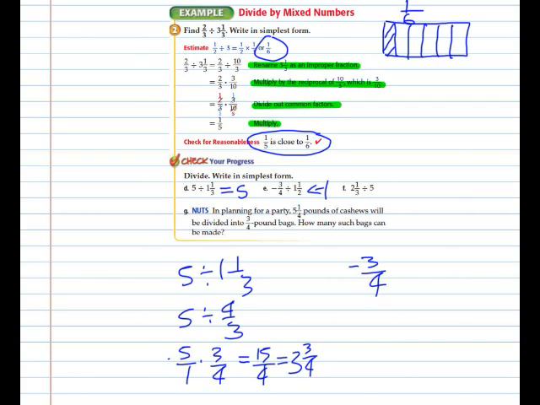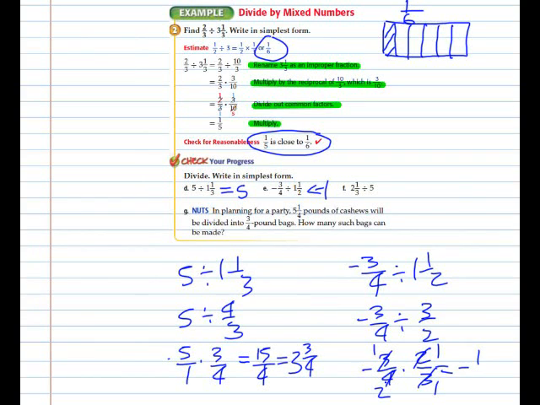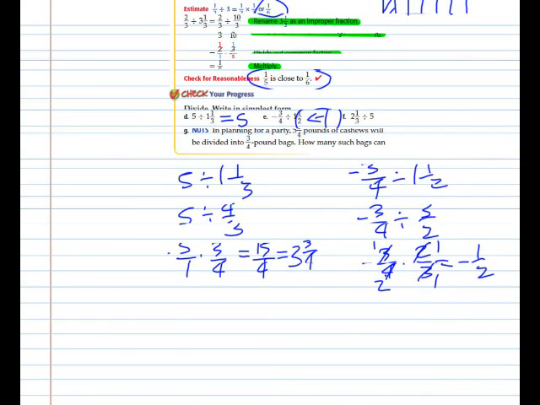Let's see what we get. Negative 3/4 divided by 1 1/2 becomes negative 3/4 divided by 3 over 2, which becomes negative 3/4 times 2 over 3. Simplify here and here by dividing by 3, and here and here by dividing by 2. My estimate then is negative 1/2, which seems to be reasonable based on this estimate.